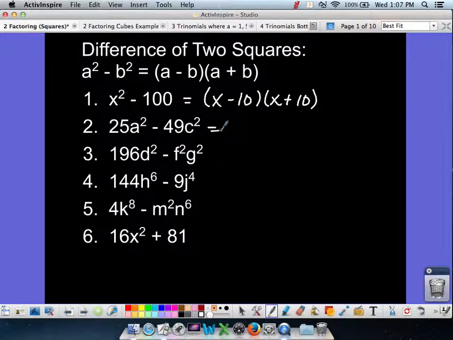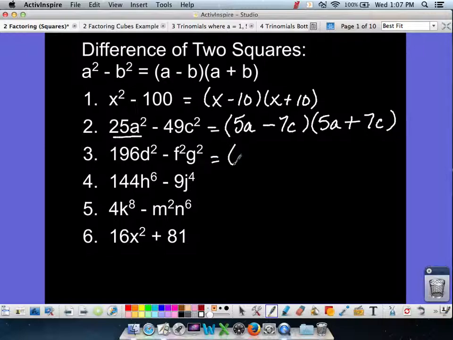In the second one, what you ask is, what square gives you 25a squared? 5a. 5 squared is 25. Minus, what square gives you 49c squared? 7c. And then I just have the same binomial, 5a plus 7c. Again, you can FOIL it out and check it.